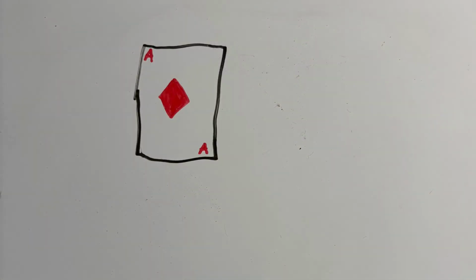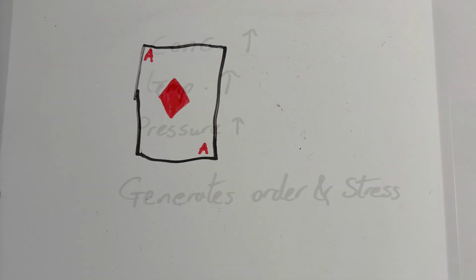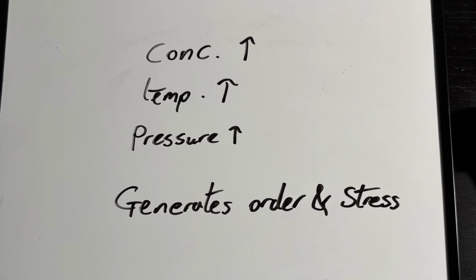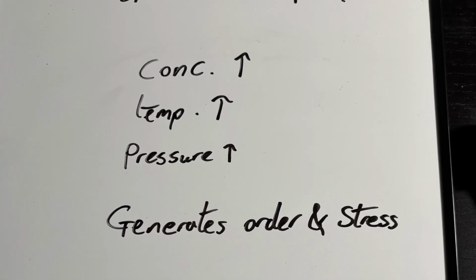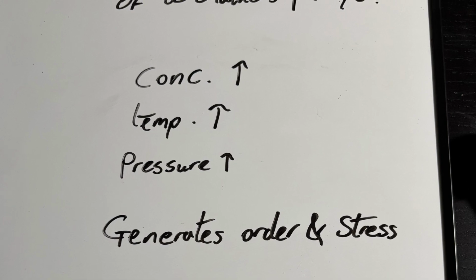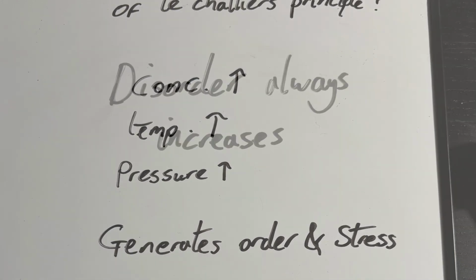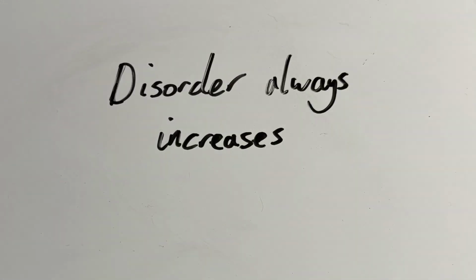And a simple analogy that I learned was, imagine you're building a house of cards. Now, this house of cards is very organized, but it puts the cards under a lot of stress. And eventually it's going to fall into a pile. Very disorganized pile at that. And for the same reasons, when you increase concentration or temperature or pressure, you generate order and stress within the system. And disorder always increases, which is the law of entropy, and so you end up with Le Chatelier's principle.